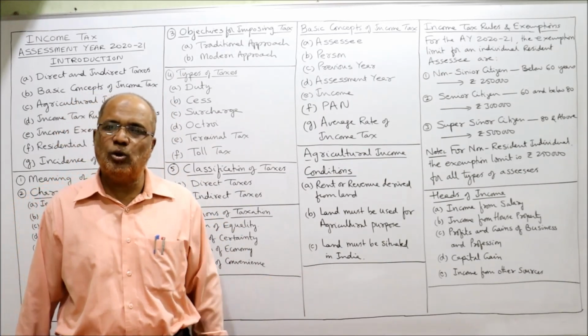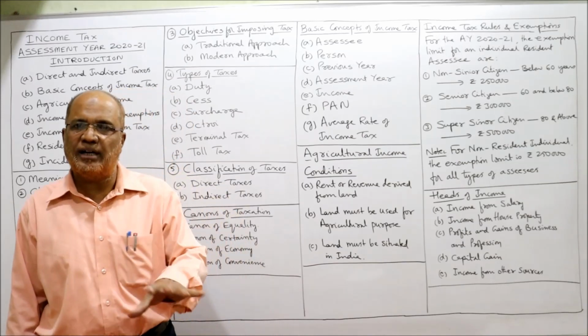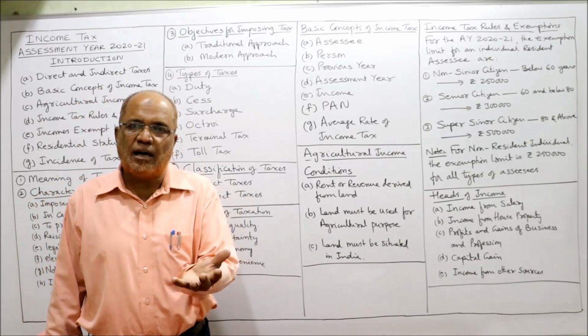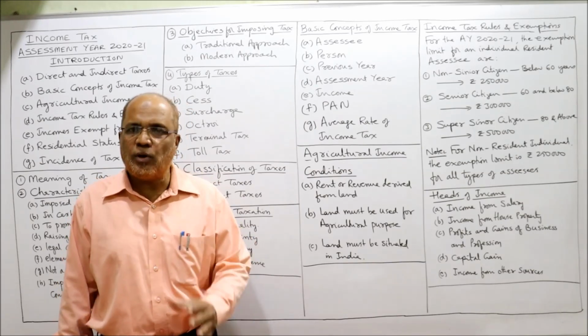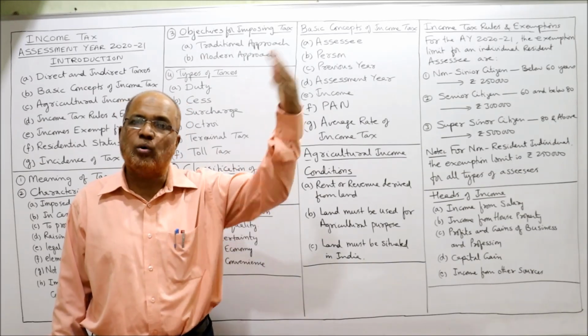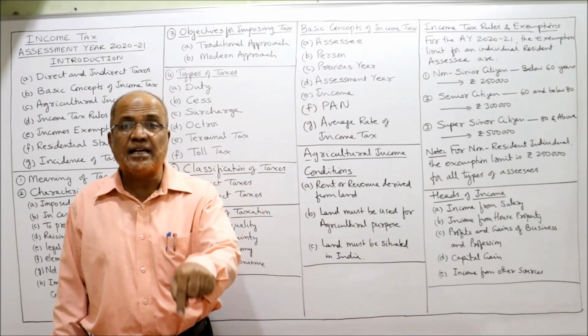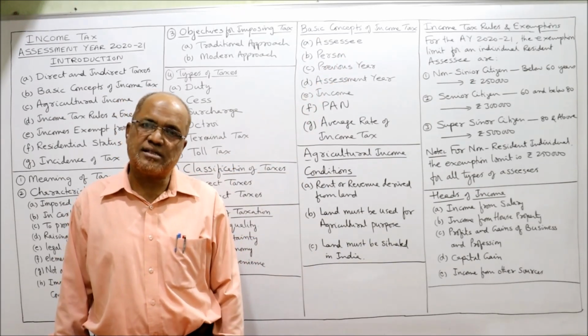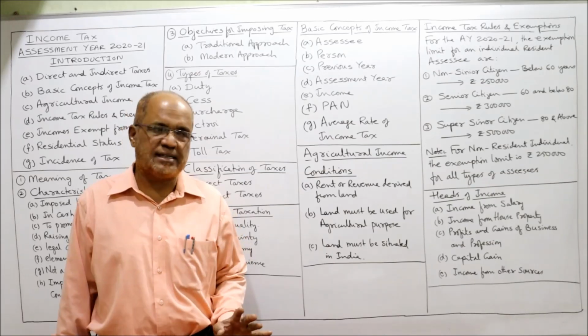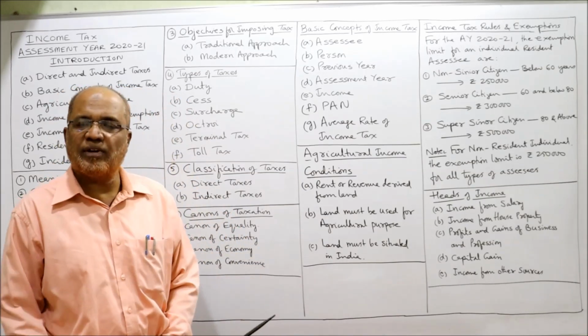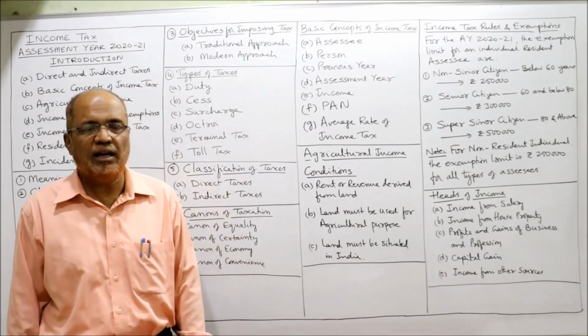Thirdly, land must be situated in India. The agricultural income should be derived from the land within Indian territory. Suppose if agricultural income is derived from outside India, it is taxable in India. Only Indian agricultural income is exempted. So these are some of the conditions for agricultural income.